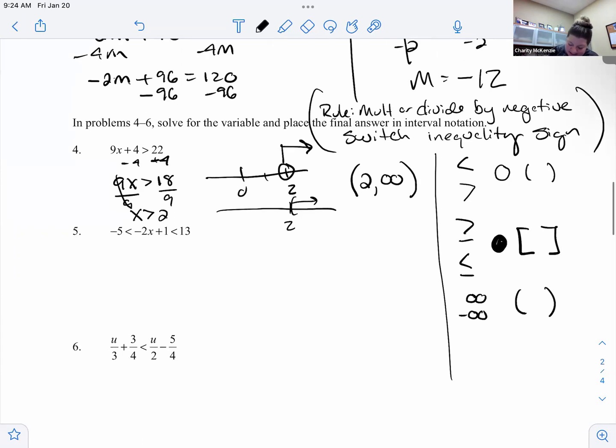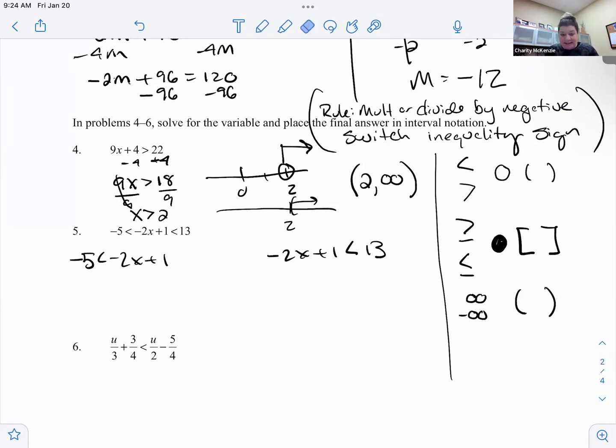Okay, this next problem is written to solve compound inequality. So I couldn't think of the name of that for a second. So you could actually solve both at the same time, or you can separate them and solve them separately. If I was going to write them out separately, it'd be -5 is less than -2x plus 1. There's the first half. The second half is -2x plus 1 is less than 13. And then you solve those separately. You can also solve them together.